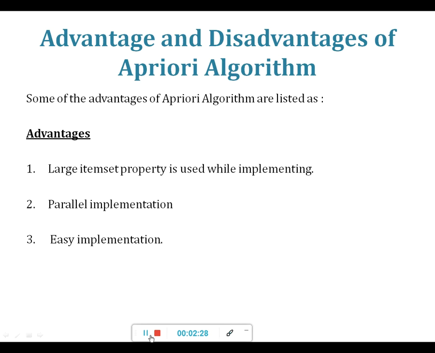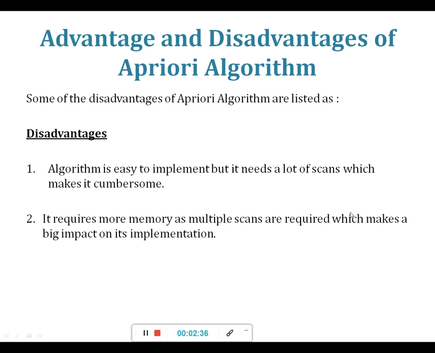So these are the advantages we have regarding the Apriori algorithm. Along with these advantages we also have some disadvantages, and the disadvantages are listed here. This algorithm is easy to implement, as we have seen, but it needs a lot of scans, which makes it cumbersome.